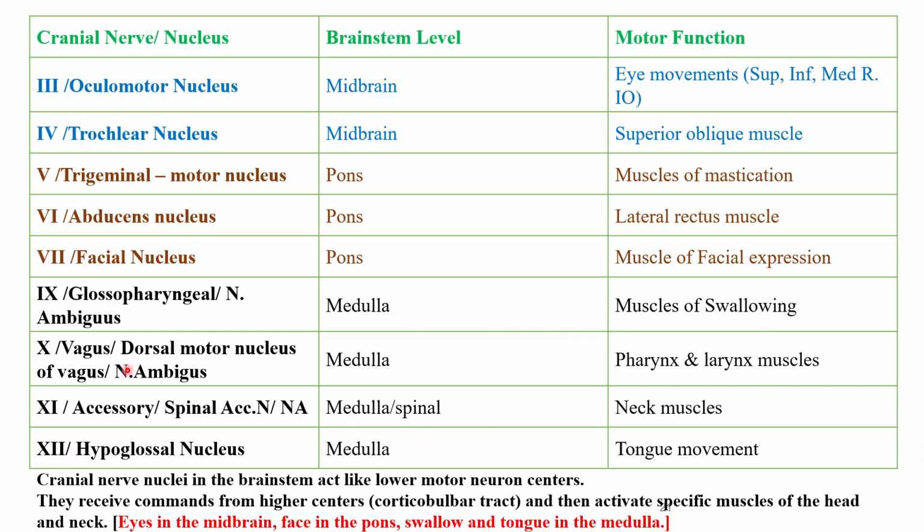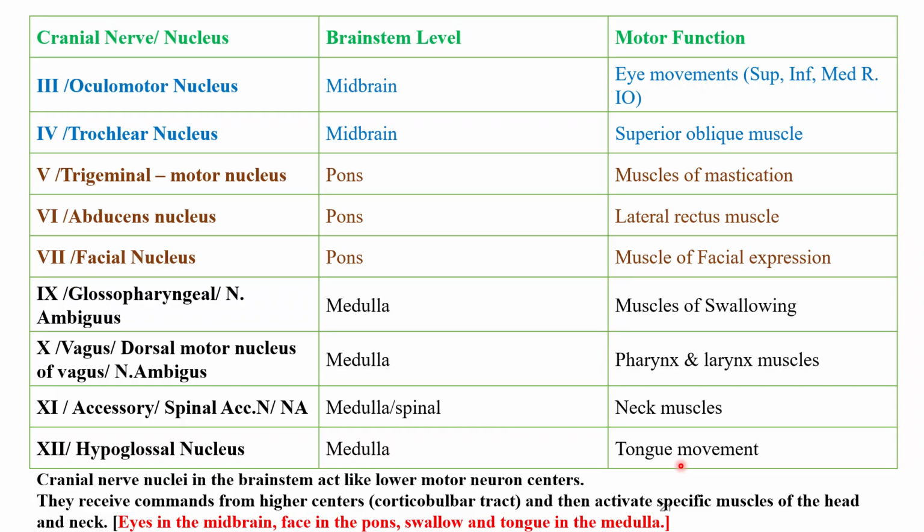Then comes the nuclei of the vagus nerve, that is the dorsal motor nucleus of the vagus nerve. It also acts through the nucleus ambiguus to control the muscles of the larynx and pharynx. Then comes the accessory nerve and the spinal accessory nuclei. They are present in the medulla or spinal tract and they control the neck muscles. Then comes the hypoglossal nerve nucleus. They are present in the medulla and they are important for the tongue movement.